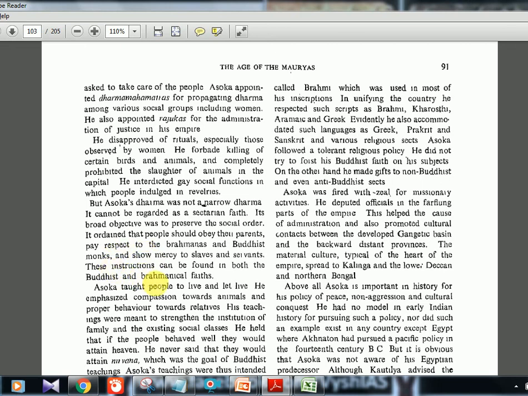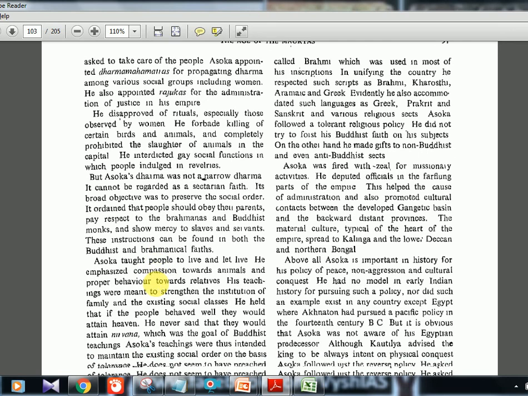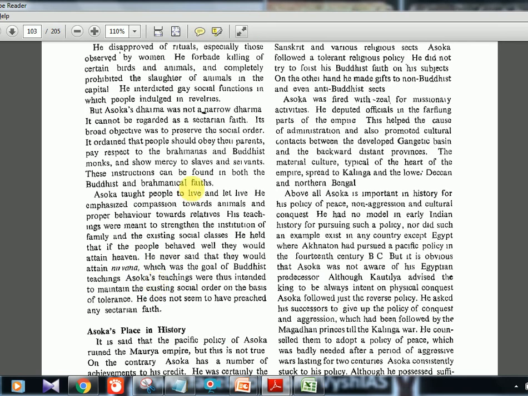These instructions can be found in both the Buddhist and Brahmanical faith. Ashoka taught people to live and let live. Okay, he emphasized compassion towards animals and proper behavior towards relatives. His teachings were meant to strengthen the institution of family and existing social classes. He held that if the people behaved well, they would attain heaven. He never said that they would attain nirvana. Okay, so there is no concept of nirvana, but attaining heaven is there, which was the goal of Buddhism. So Buddhism was telling to attain nirvana, Ashoka is telling to attain heaven.